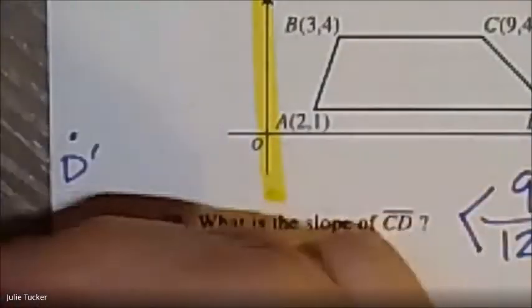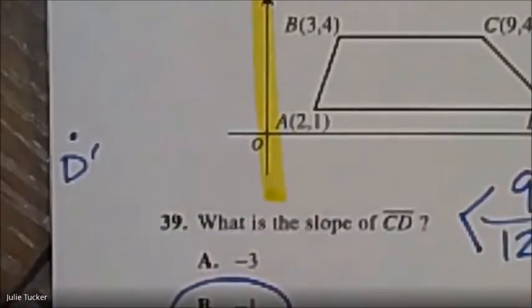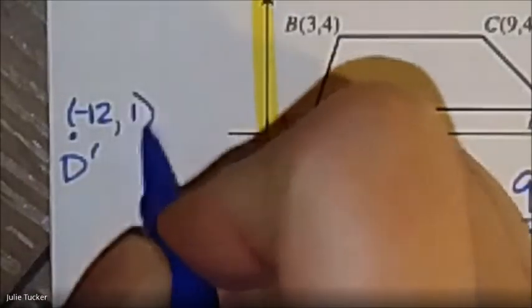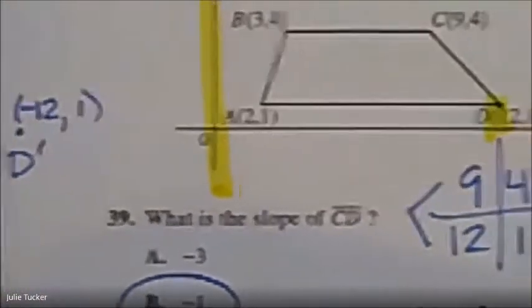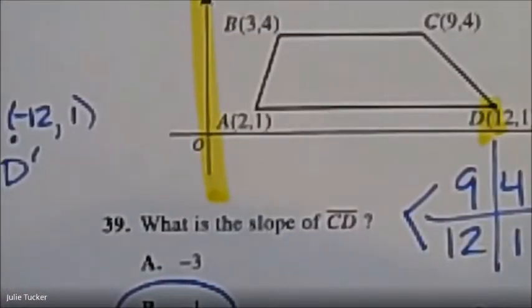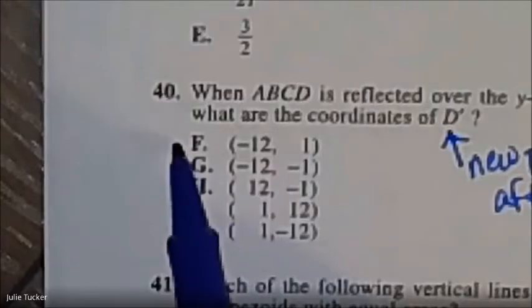So when it goes over this way, what do you have to do to that coordinate? Negative. Good. So it'll be a negative 12. And it'll have the same y because it'll be the same height as the old point. It'll just be the opposite direction. Okay, so here it is. Negative 12, 1.